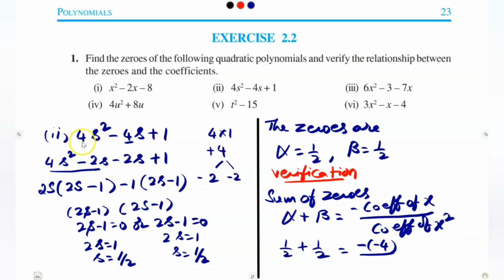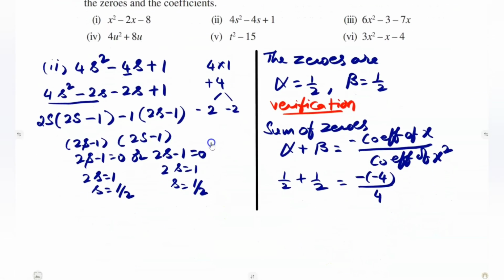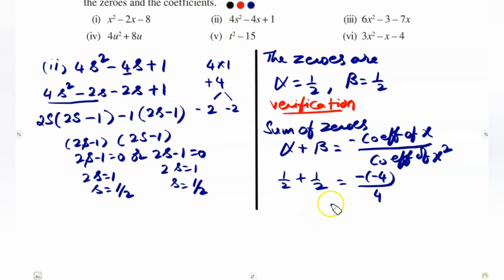Here it is s square, and the coefficient is 4. So now let us write here: half plus half is 1, which is equal to minus of minus 4, which is plus 4, by 4, which is 1 again. So 1 is equal to 1, thus verified.